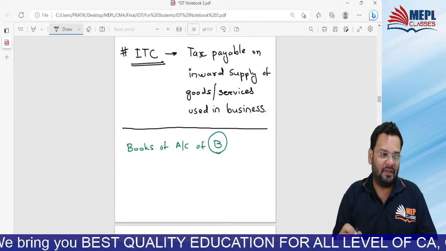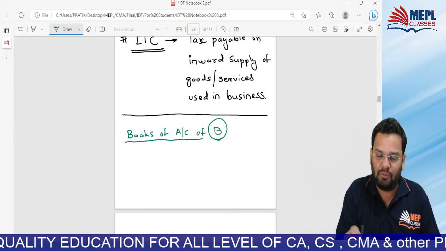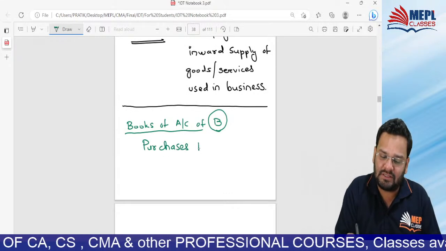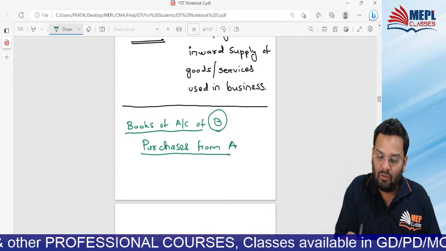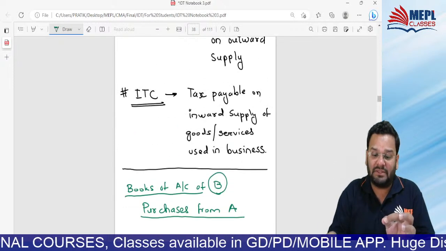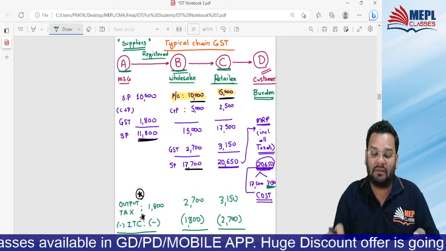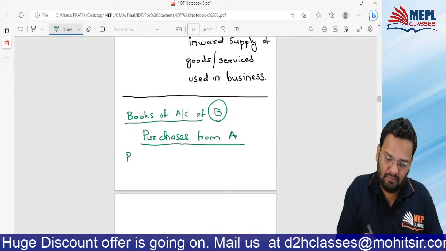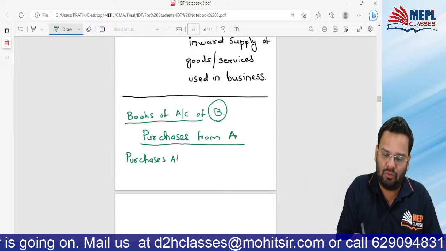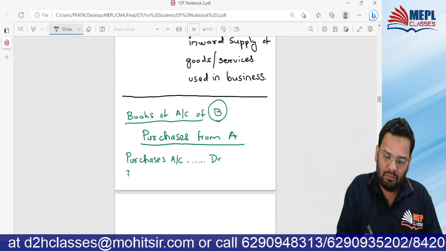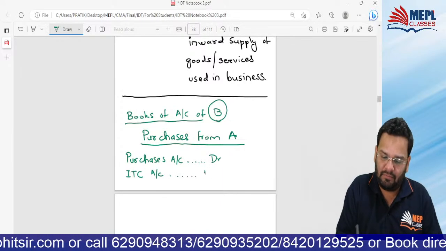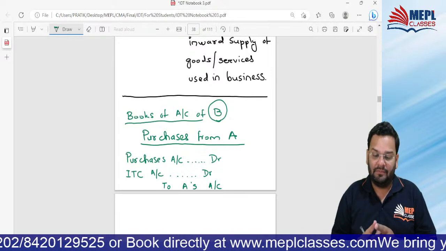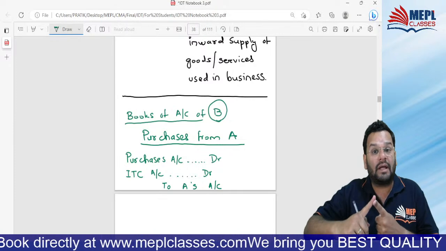Keep B in the picture. If we check the books of accounts of B, then what will be the accounting entry passed by B on purchases from A? When he purchases from A, his cost of purchase will be taken at only 10,000. It will be like this: purchases account debit, input tax credit account debit, to A's account. Agreed?